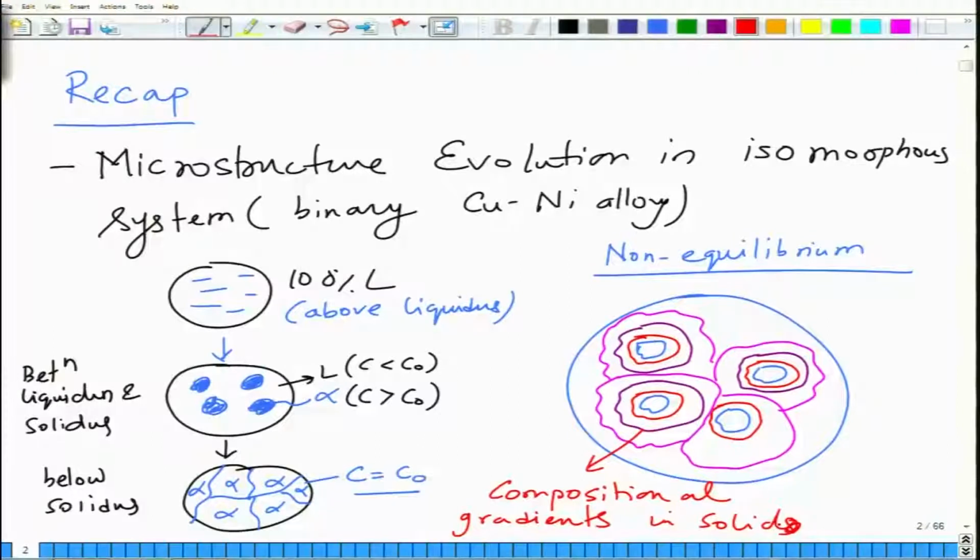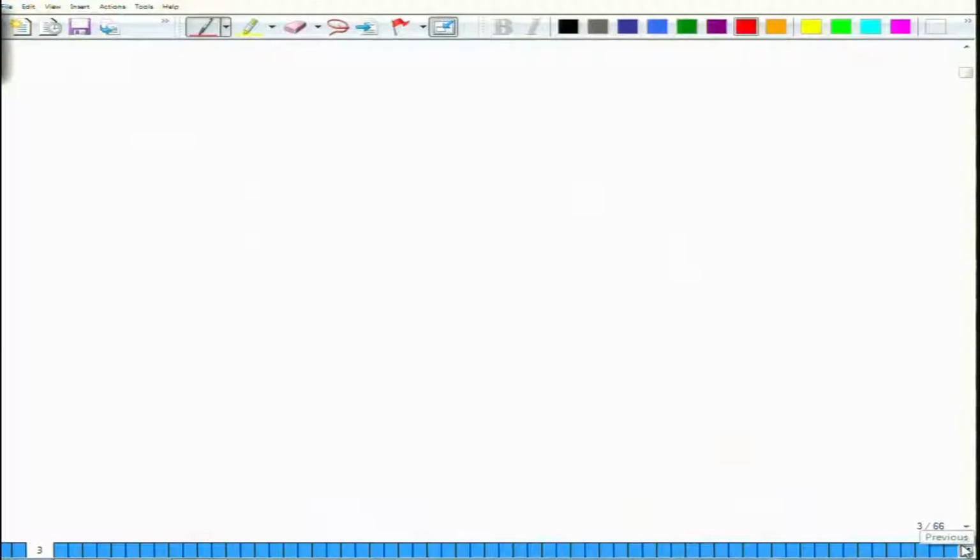phase, which have to be removed by a solutionizing or homogenization treatment after the solid is formed. Now this is something which happens in most alloys because the cooling rates are fast. As a result, solid state diffusion being slower cannot lead to complete homogenization of the solid during the solidification itself. So as a result, an extra homogenization step is needed to homogenize the solid. So these are two microstructures that we looked at in alloys.